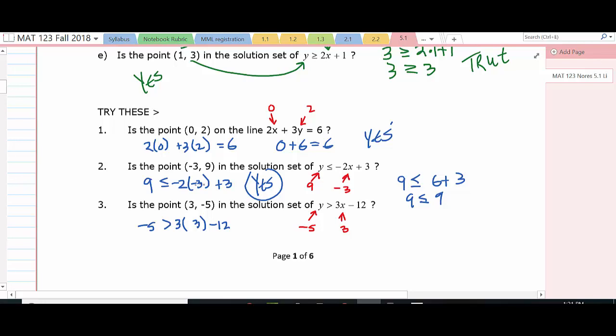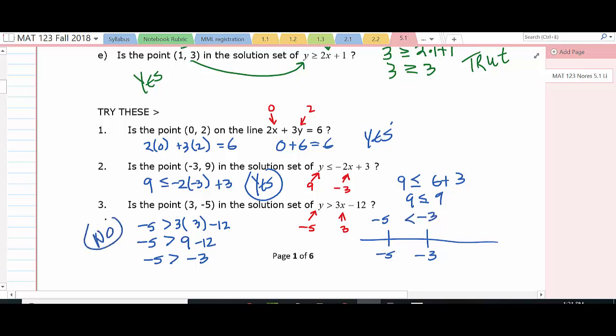Okay, the next one, if you plugged in, you would have negative 5 greater than 3 times 3 minus 12. So you would end up with negative 5 greater than negative 3. Is that true or false? Students a lot of times mess up on these negatives. On a number line, negative 5 is smaller than negative 3 because it's to the left of it. So that one's false, so that's a no.